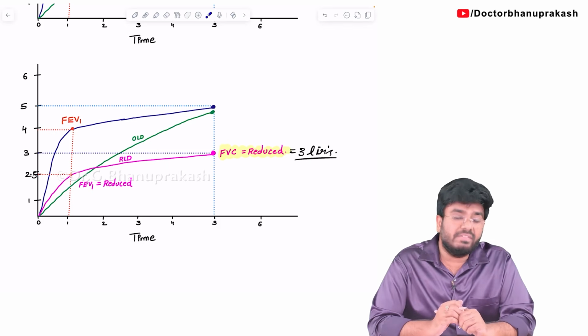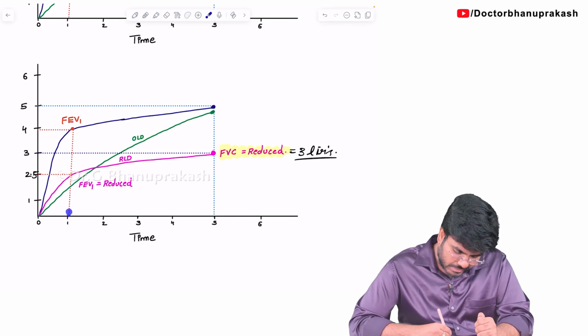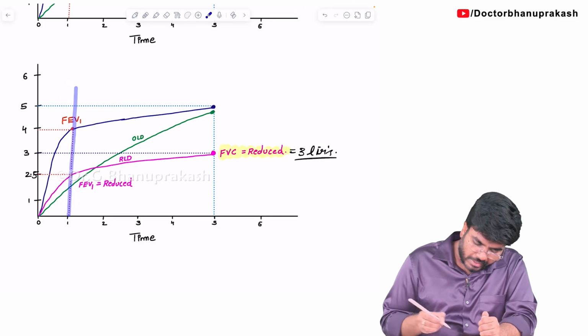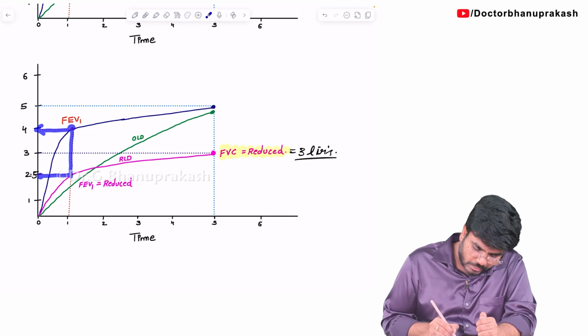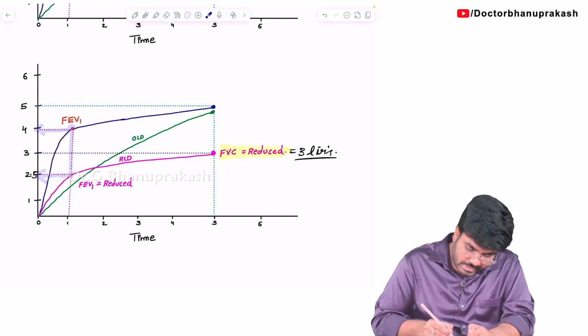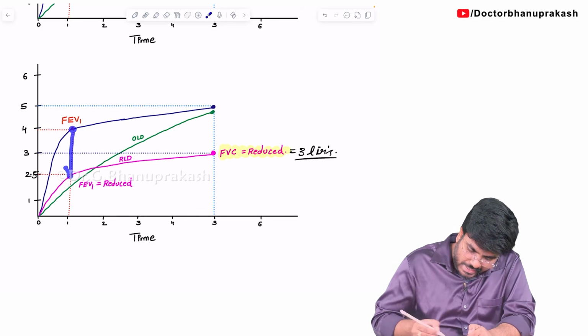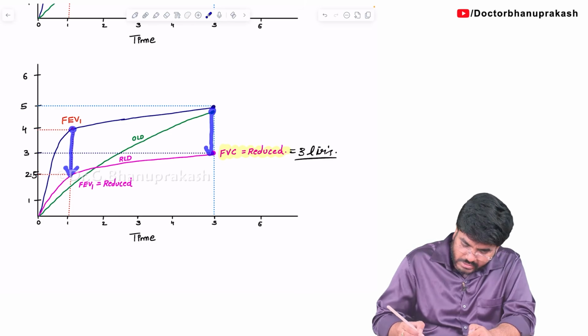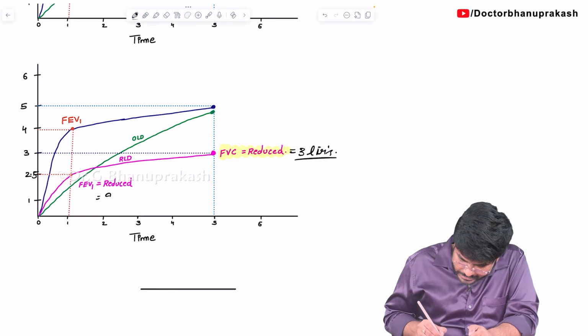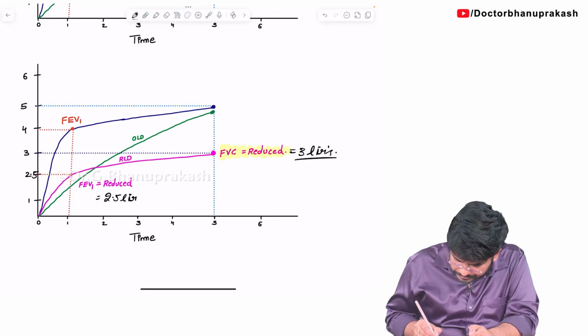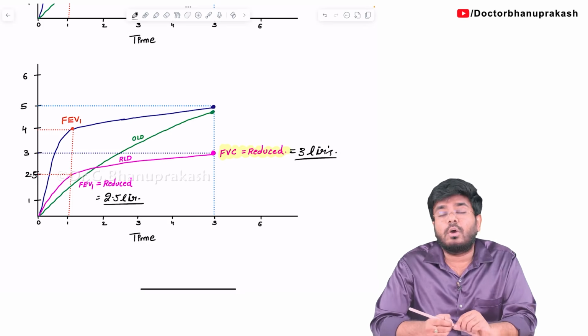Now, let's look at the FEV₁. Guys, in this condition, let's look at the FEV₁. Normal FEV₁ is 4 liters. But in this condition, what happened to the FEV₁ value? Let's say 2.5 liters. So, yes, FEV₁ is reduced as well as FVC is reduced. Both FVC as well as FEV₁ are reduced. Now, FEV₁ in this condition, let's say it is 2.5 liters. Okay, 2.5 liters. Now, both are reduced.